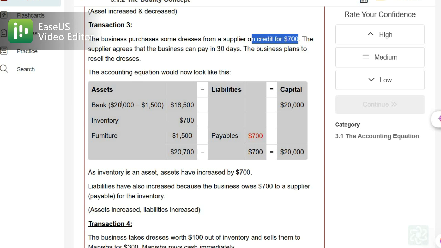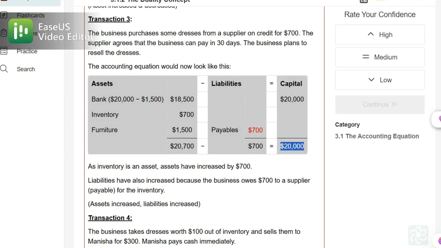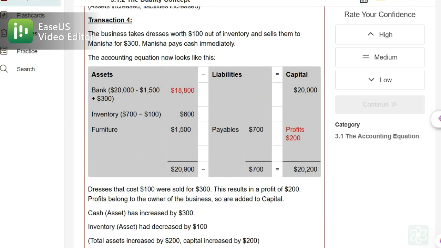Okay, and this is your bank. This is the initial amount, the opening balance, and then after that you paid for the furniture. The remaining was this amount, and after that you have also purchased assets of 700. So you see here, the total amount is 20,700, and here the payable is increased. So if asset less liability, then you will have capital, and the capital remains the same, that was 20,000, right? Okay, now let's move on to transaction number 4.